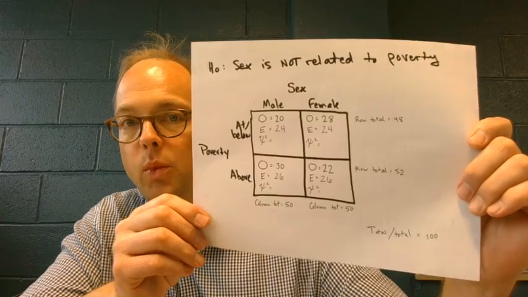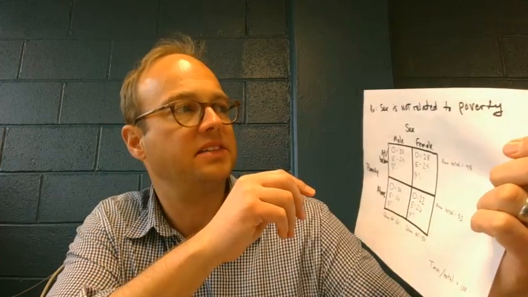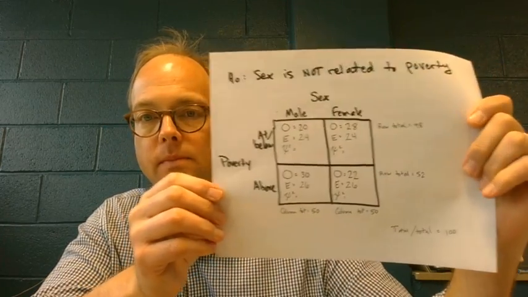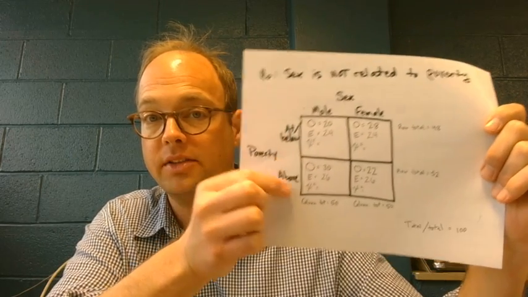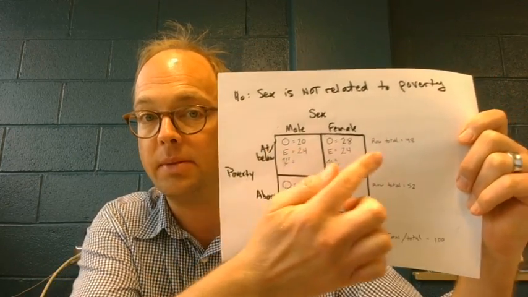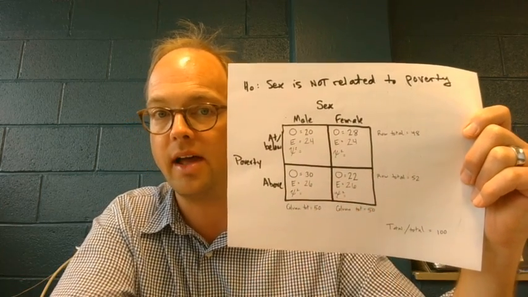Okay, here's where we're at. We've got a null hypothesis: sex is not related to poverty. It's a 2x2 contingency table. Sex, male, female. Poverty is categorical as well, at or below the poverty line versus above the poverty line.